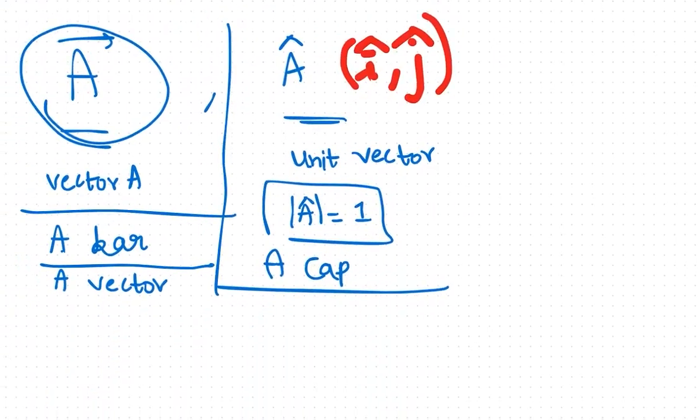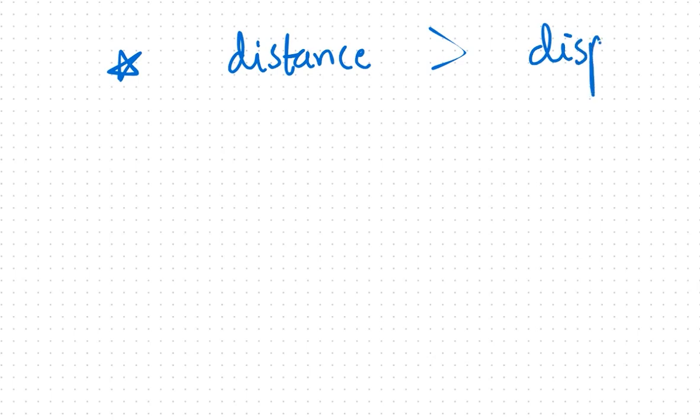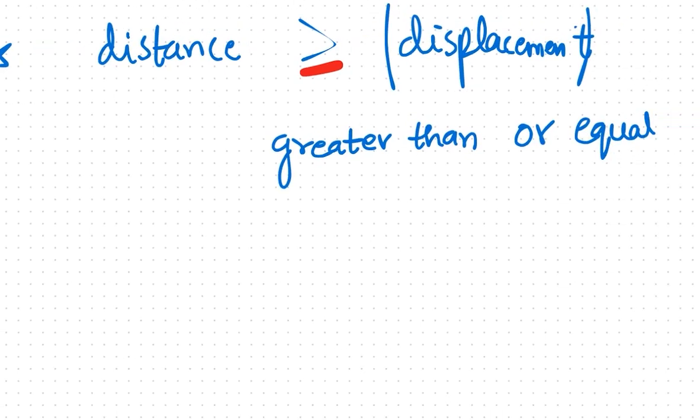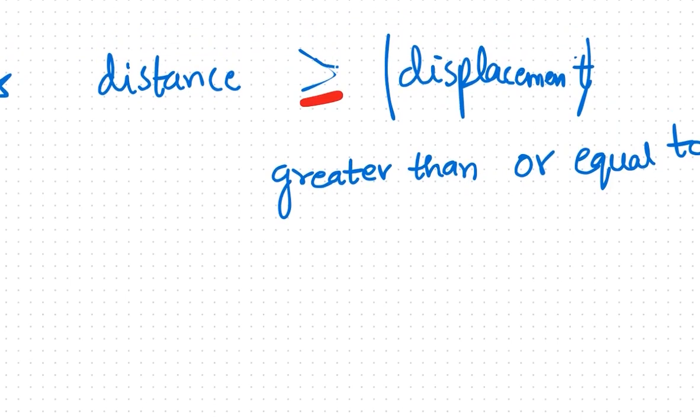Yeah. So to generalize the concept, let's go to the next page. The theory is distance is always greater than the magnitude of displacement, or sometimes it can also be equal. You know the symbol, right? Greater than or equal to. So this is one concept: distance and displacement, this is the inequality.